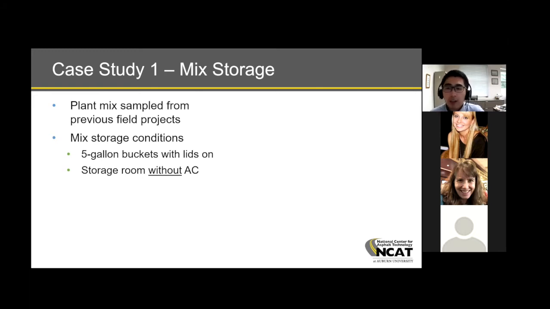The first case study I want to share information on is about mix storage. This is a study that we did a couple years ago, when we were trying to look at the impact of aging on the cracking resistance. The internal discussion we had here at NCAT was: is there any existing material from an existing field project that we can use so that we can establish a correlation to the field performance data?